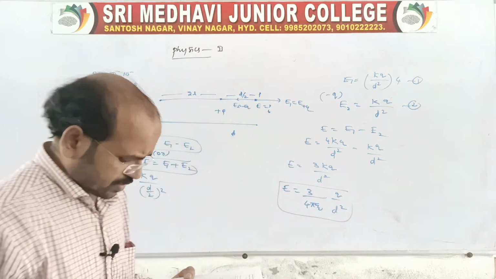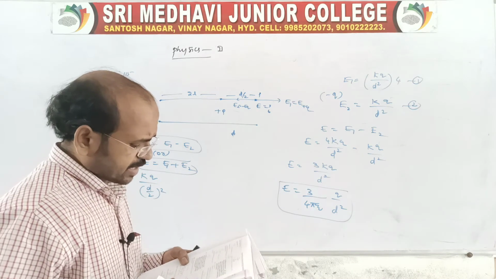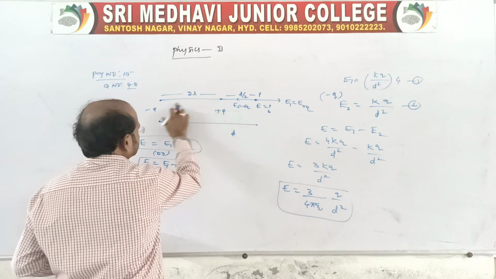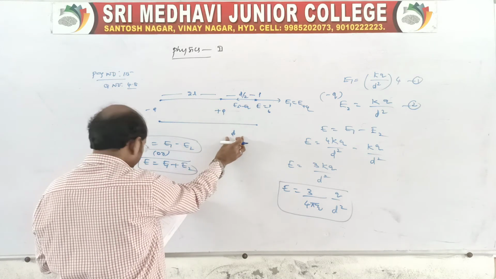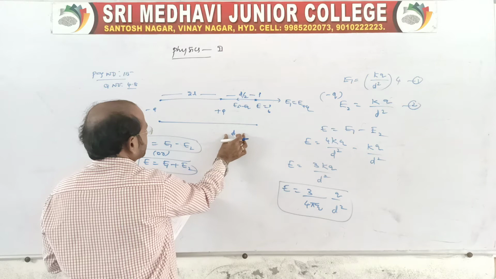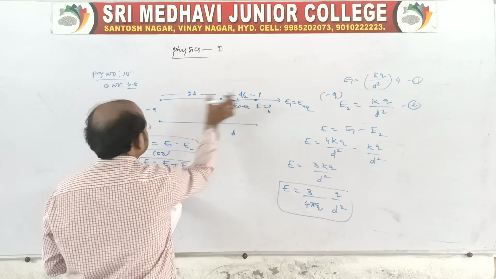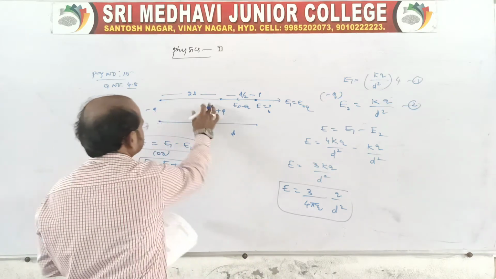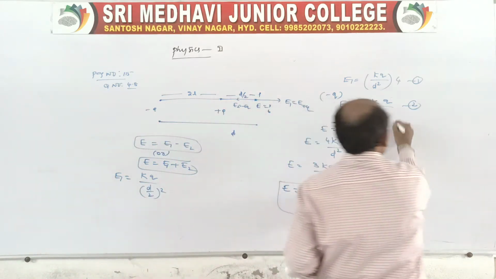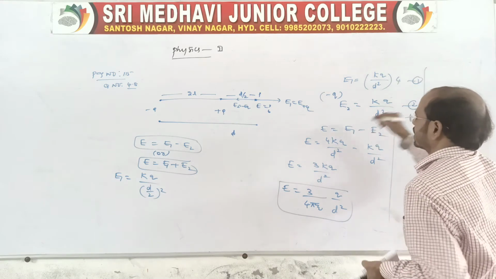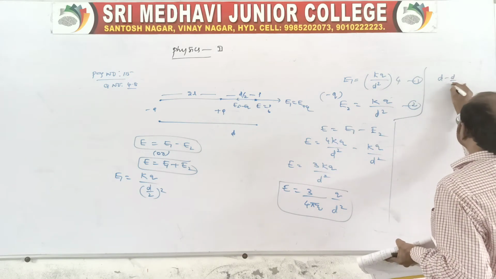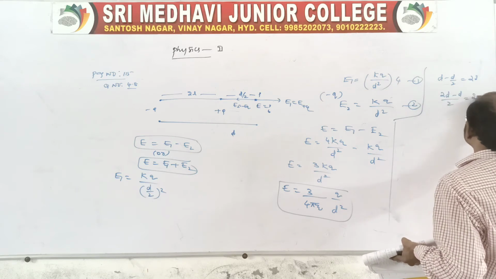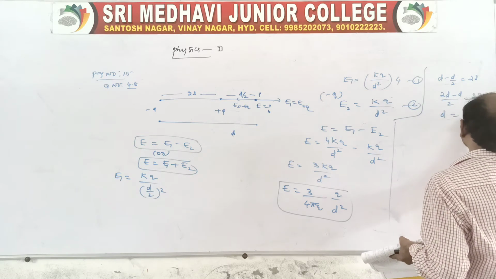See, at a distance is whatever it is given. But here this 2l, we should get a d value by using this: d minus d by 2 is equal to 2l. Shall I take like this? Because in terms of length we have to say, so use like this. Here it is total, 2d minus d by 2 is equal to 2l, then d is equal to 4l.